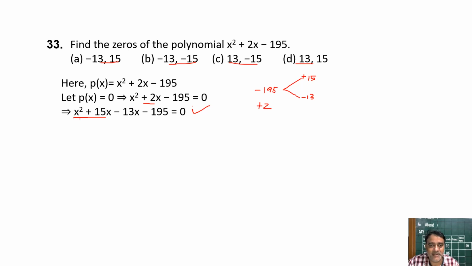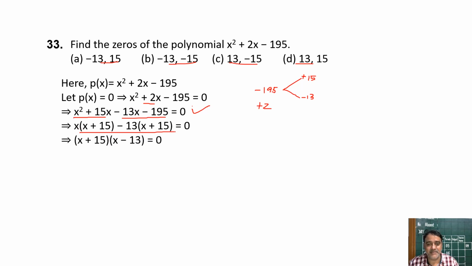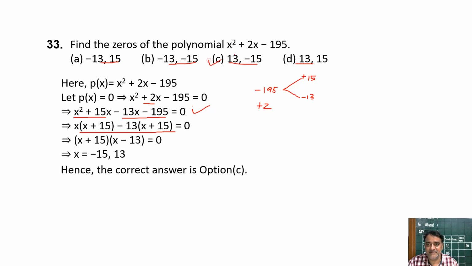Okay, so what is common between these two terms? x. So we got two factors, that is x plus 15 into x minus 13. So what are the two values? Minus 15 and plus 13. Which option is the correct one? Option C.